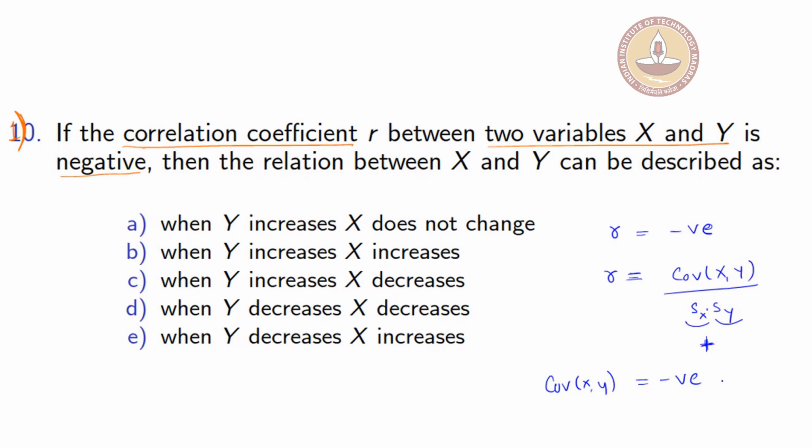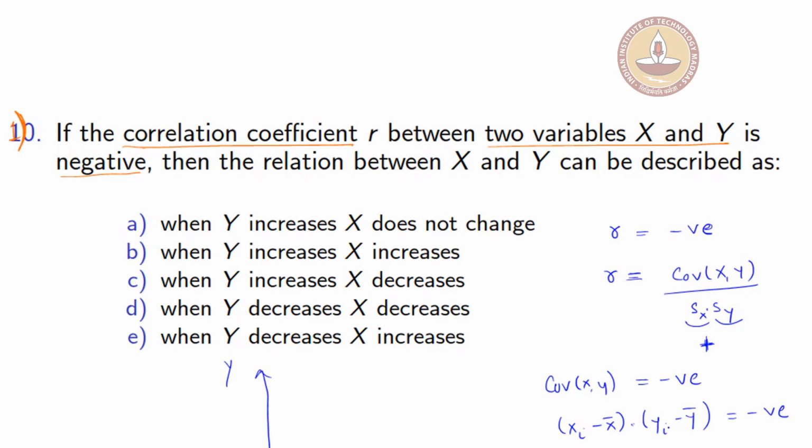And when will this happen? This will happen when (xi minus x bar) into (yi minus y bar) will be negative. So this will be negative if both x and y move in the opposite direction. So let's say this is your x and this is your y.